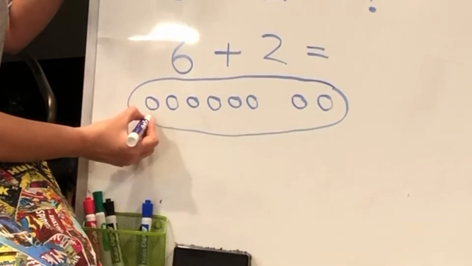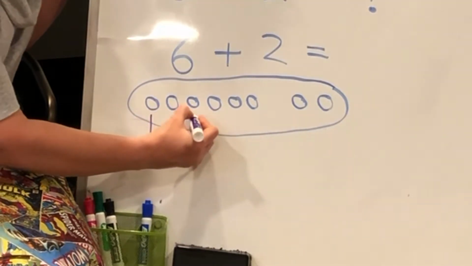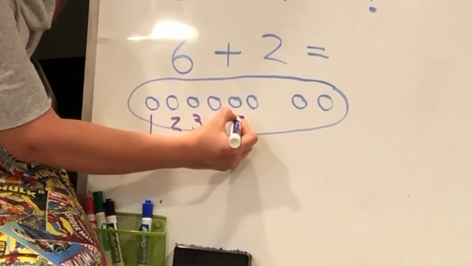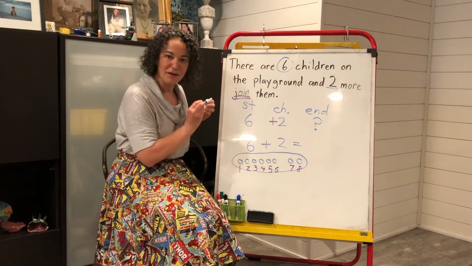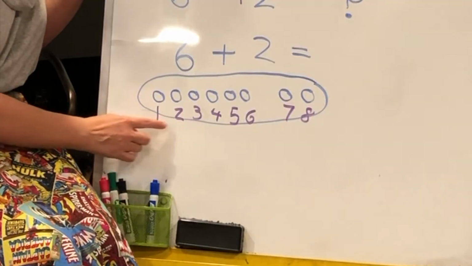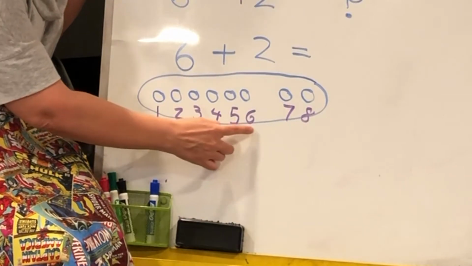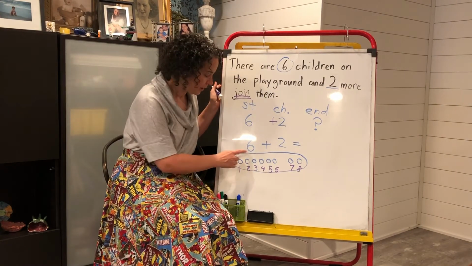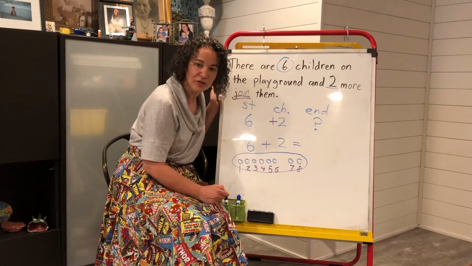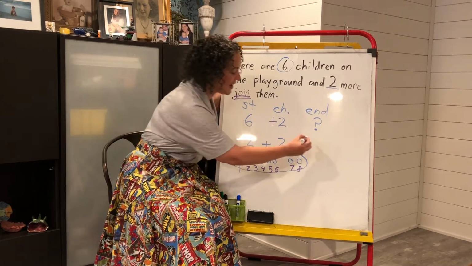Help me count. Ready? 1, 2, 3, 4, 5, 6, 7, 8. All right, my friends, let's count it again. Ready? 1, 2, 3, 4, 5, 6, 7, 8. We did it. My friends, what is the sum of 6 plus 2 equals? Yes, it equals 8.